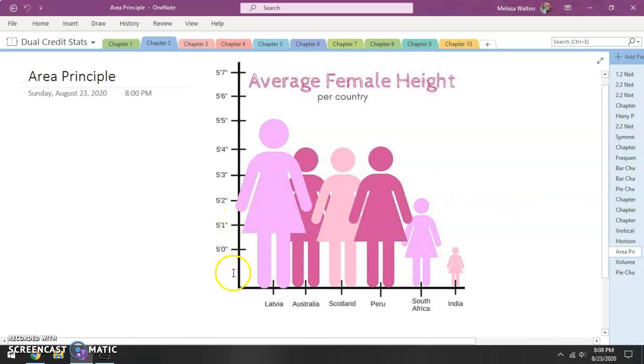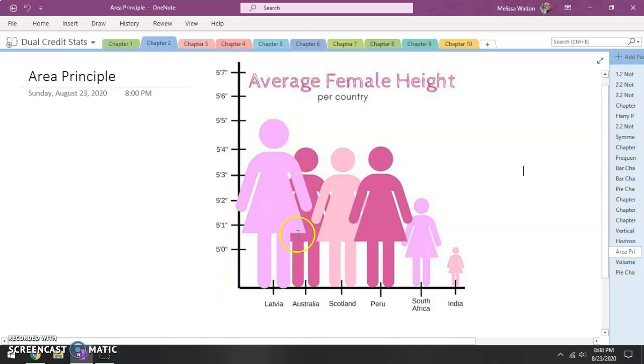Area principle here, it looks like women from Latvia are the tallest. They have an average height of 5'5", and women from India are the shortest. They have a height of 5 foot. Now, not only did we not start this vertical axis at 0, take a look at these areas.